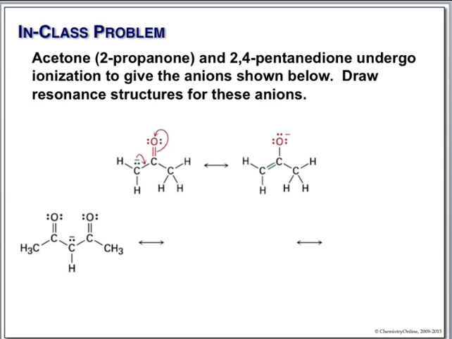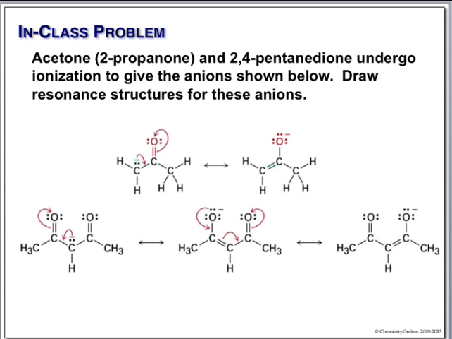Once again, we're just going to take this pair of electrons, move it in, make a carbon-carbon double bond, move a pair up on the oxygen, and we have this enolate anion. We can do this again. Grab one of these electron pairs, move it in to make our double bond again, move this over, and move this up. When we do that, we get the other enolate anion.